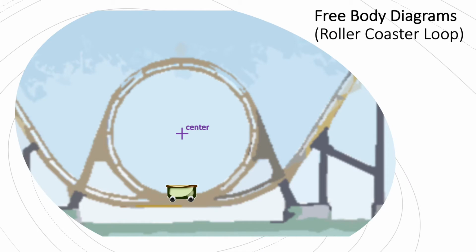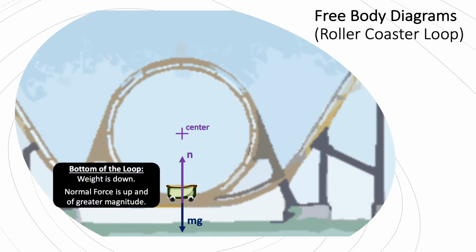So let's go over free body diagrams, and we're going to use the roller coaster loop as our example. Look at the cart at the bottom of the loop. What forces are acting on it? Well, the force of its weight is trying to pull it down, but what keeps it up is the track. Notice how I drew the normal force of the track to be longer than the weight force. The reason why is because we know that cart is about to go into circular motion, and therefore you need to have a net force pointing toward the center.